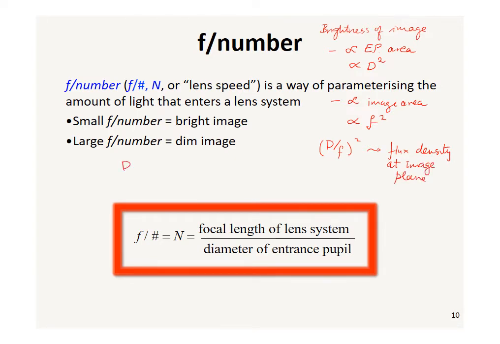So D over F is known as the relative aperture, and if we invert that, F over D, we have something called the focal ratio, or the F number.